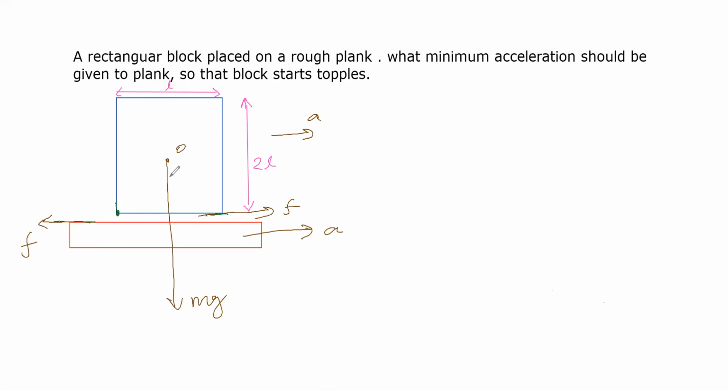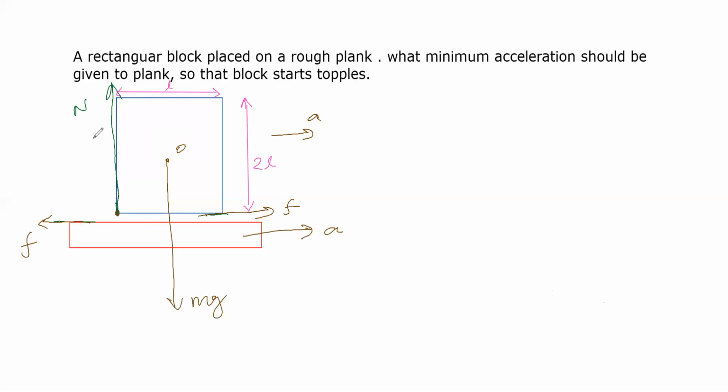When the block is about to topple, it topples about this point, so only this point will be in contact with the plank. So the normal reaction will act through this point only, because the normal reaction is a contact force. The normal reaction will act in this direction.